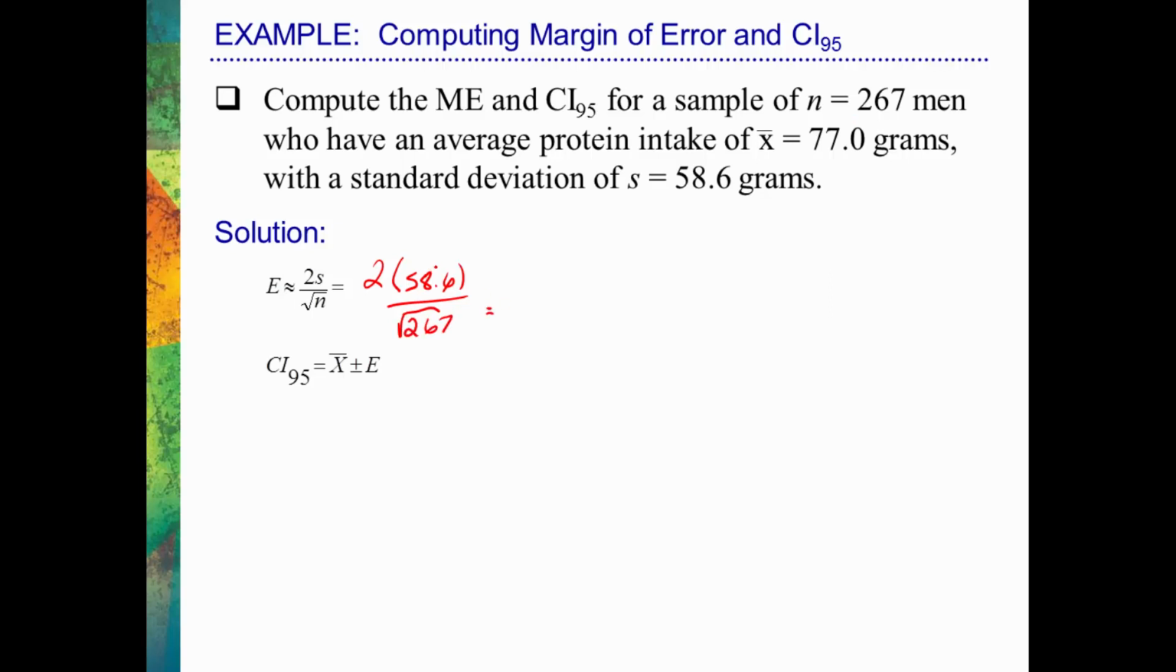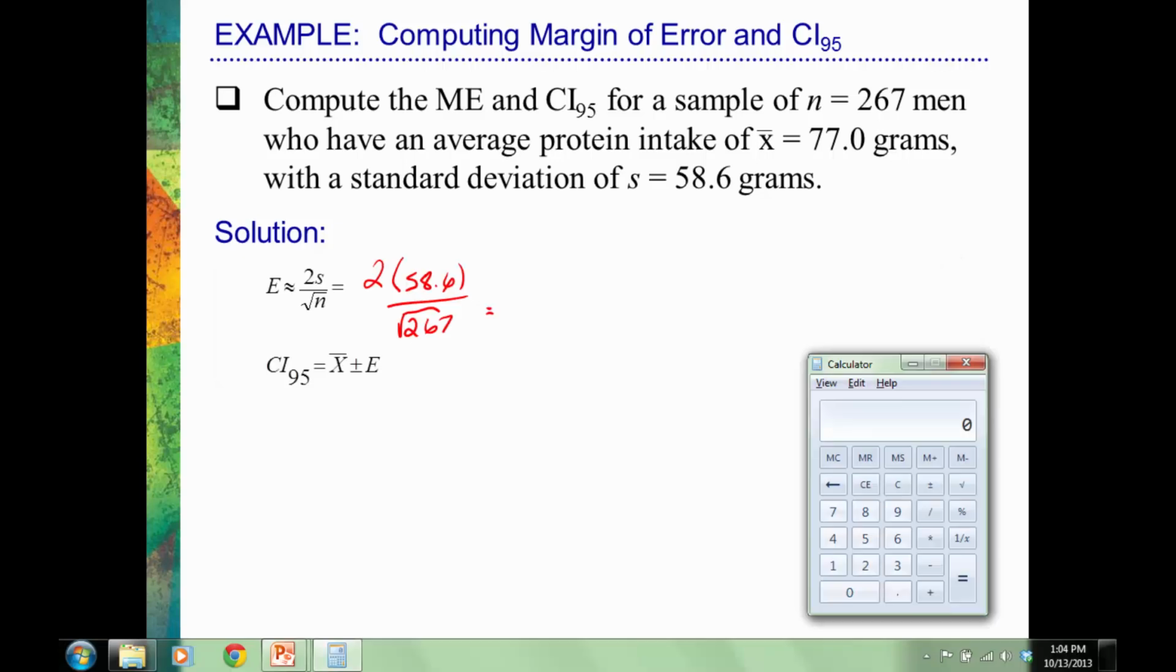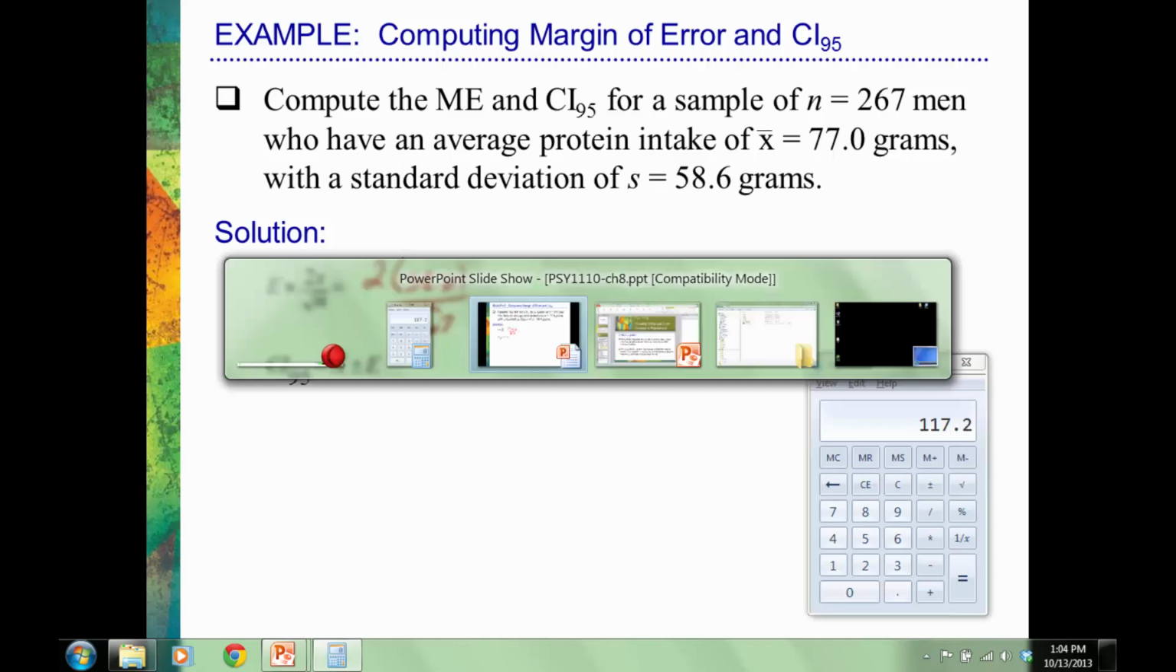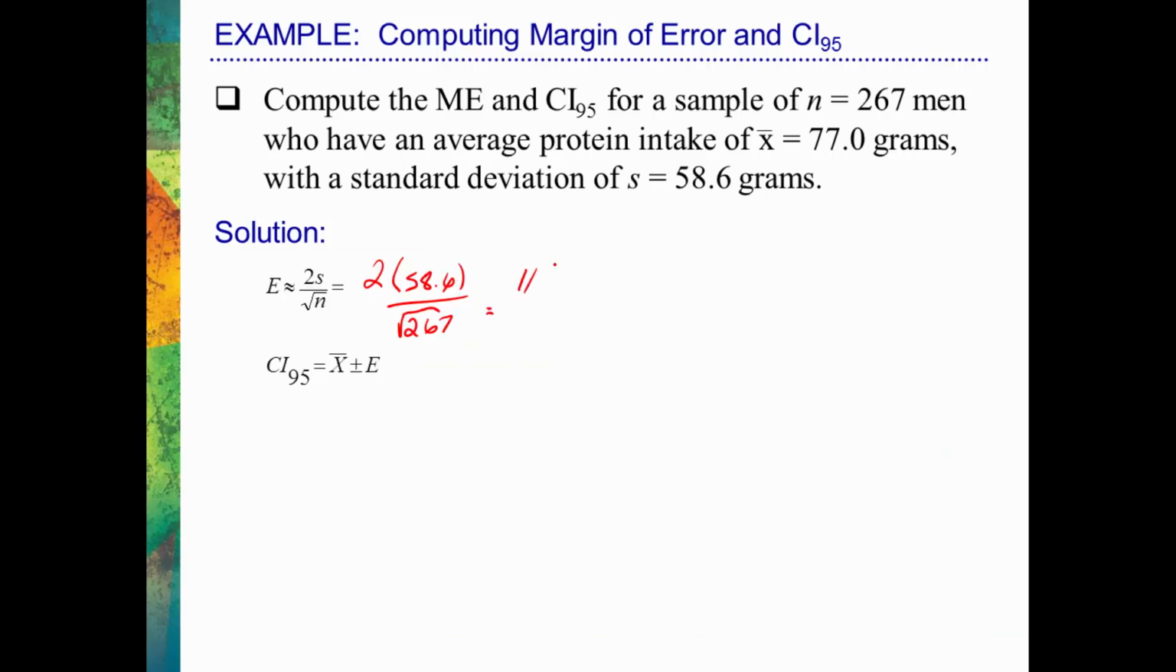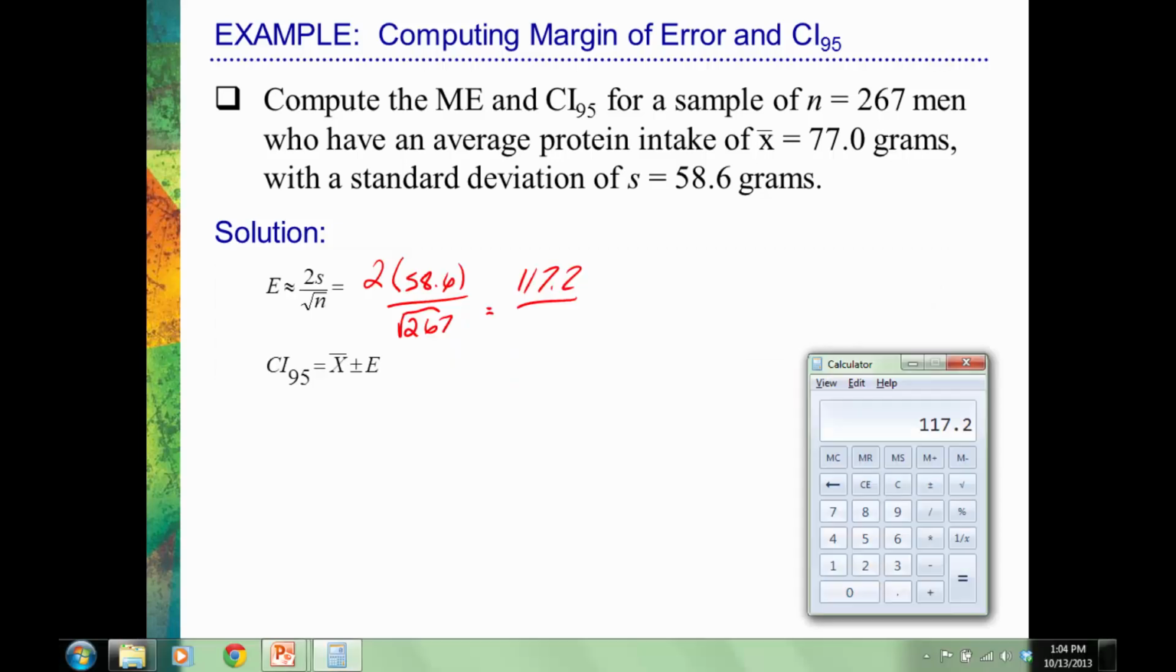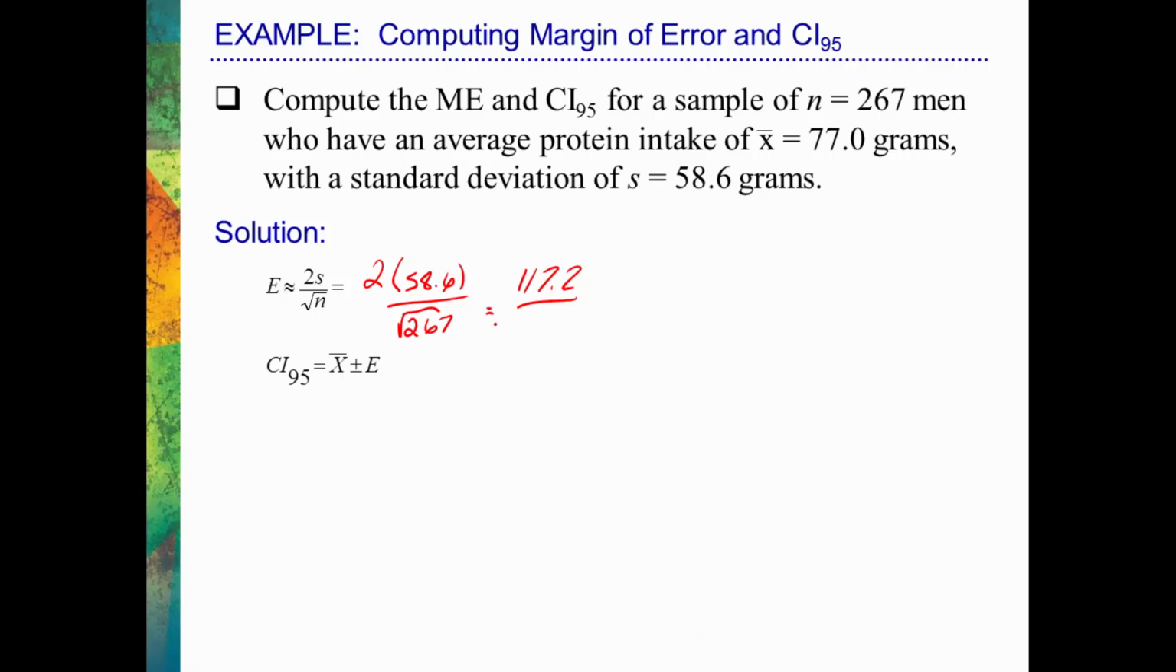So let's go ahead and work that out. I think we're going to need some help with our calculator. So let's look at our numerator. We've got 2 times 58.6. That equals 117.2. So we've got 117.2 divided by, let's find the square root of 267. So we'll take 267 and we will hit our square root button. That equals 16.34. Okay, so 16.34.